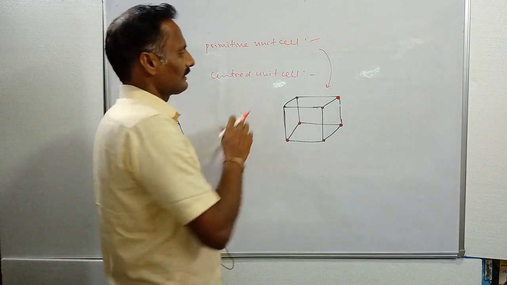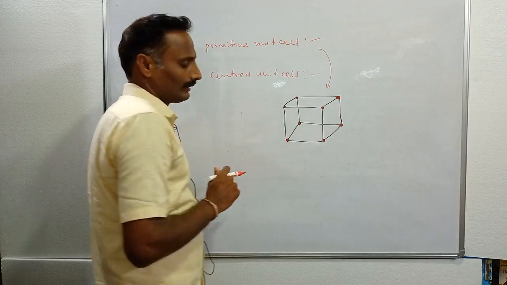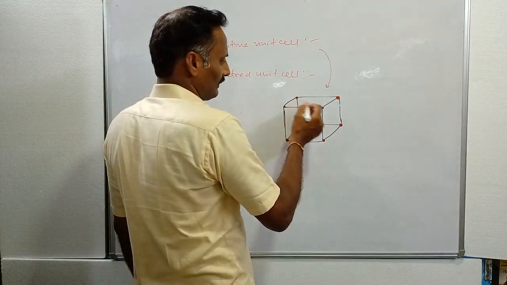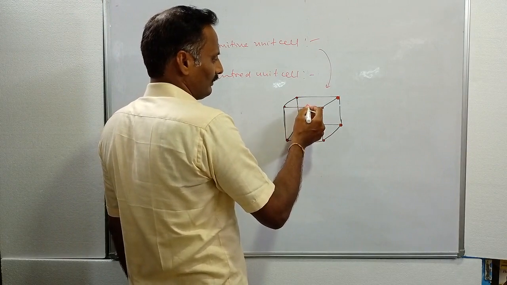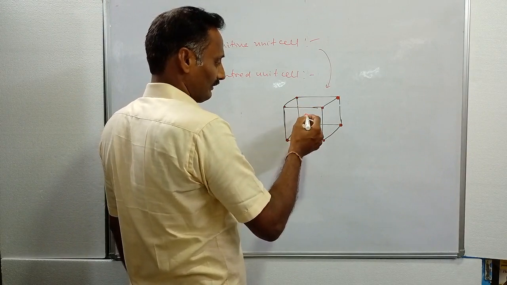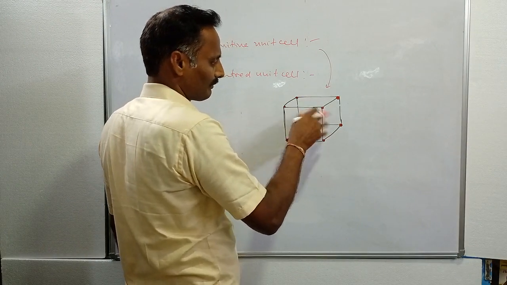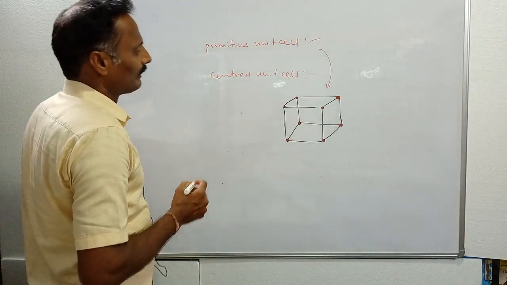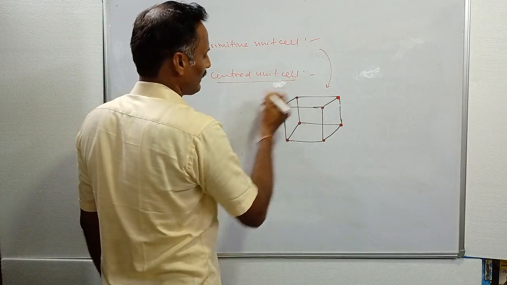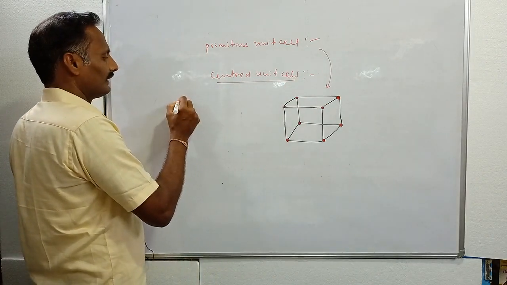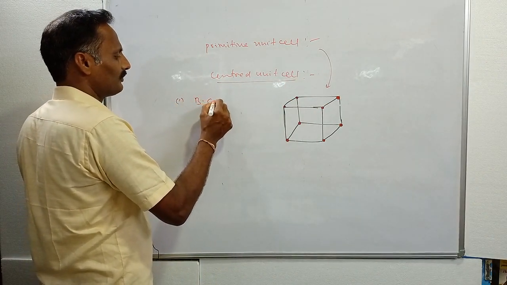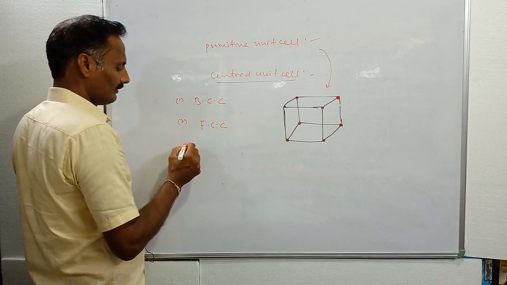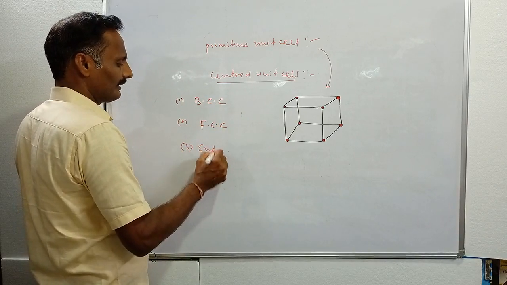Then what about the centered unit cell? In centered unit cells, along with the corners, particles are present in different parts of the cube, or different parts of the unit cell. For example, centered unit cells again have 3 types: one is the body centered unit cell, another is the face centered unit cell, and the third is the end centered unit cell.